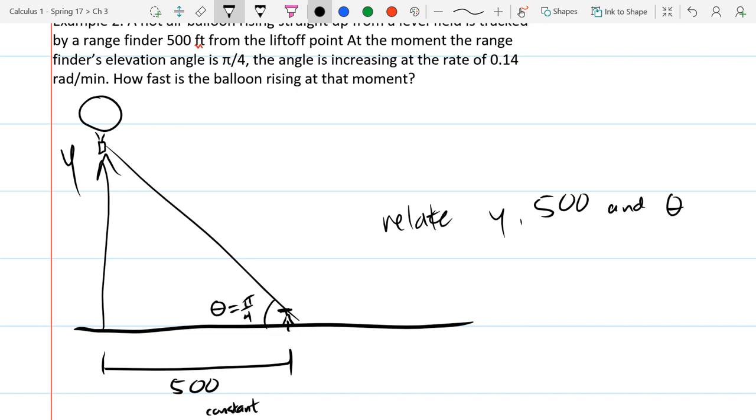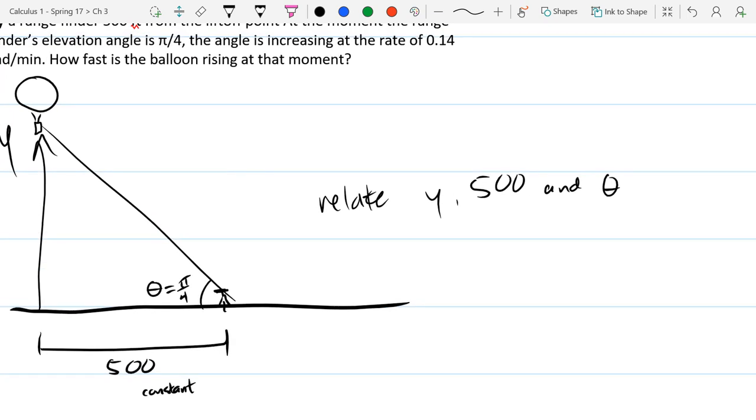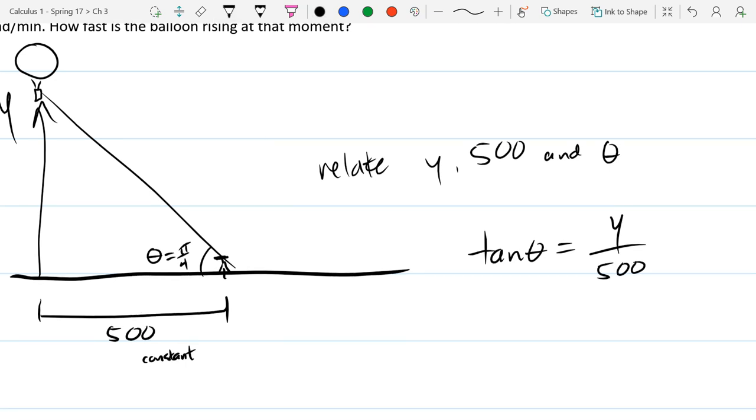So we're going to use trigonometry. Which of the six trig functions could I use? I don't know a hypotenuse, so that throws away most of them. Tangent or cotangent. So let's do tangent. I usually go with one of the first three instead of the reciprocal. So we got tangent theta, and it's going to be opposite, which is y, over adjacent, which is 500. So that's relating tangent with y and 500.